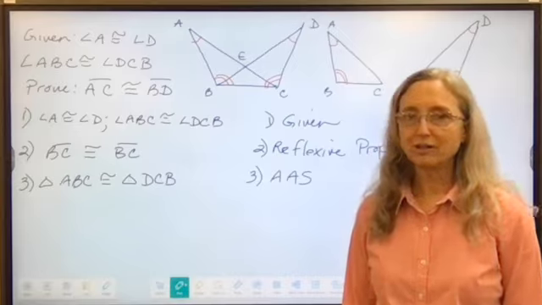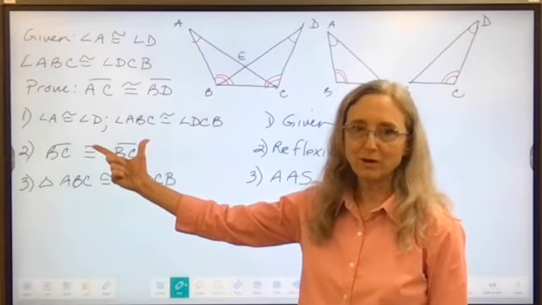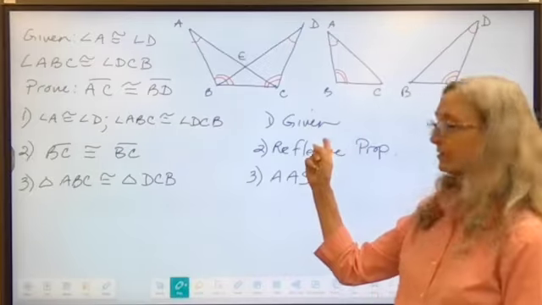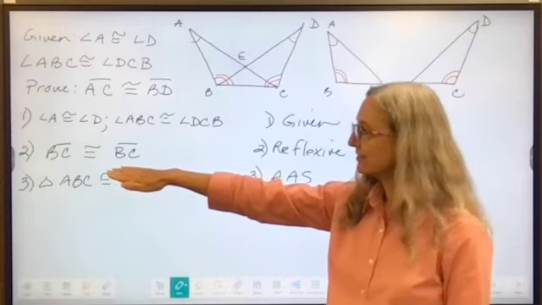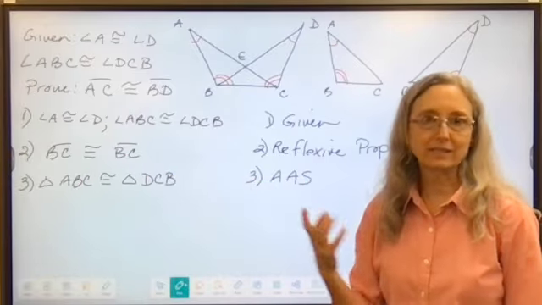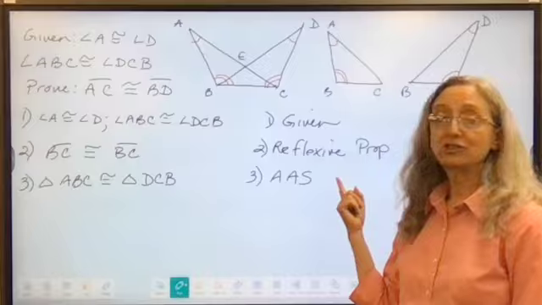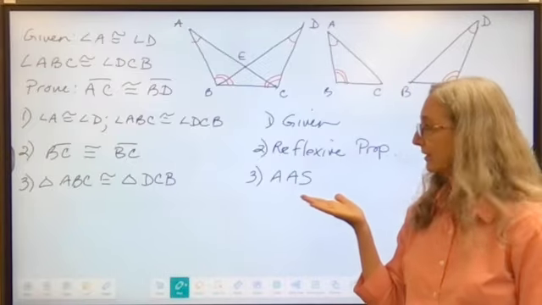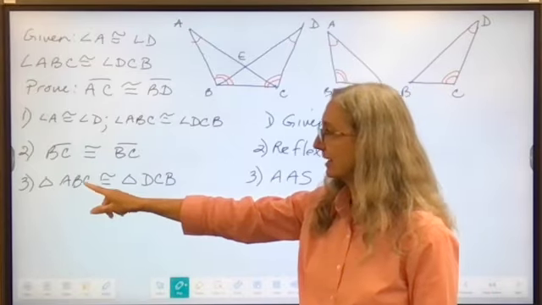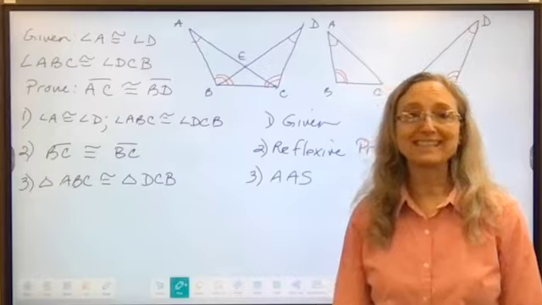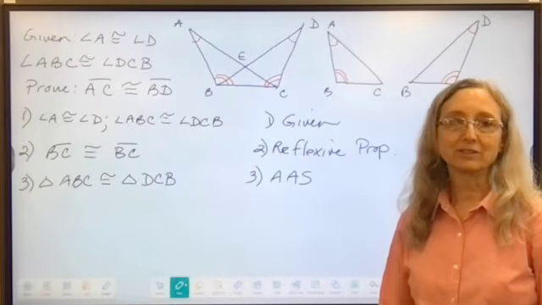Okay, here's my two columns. Remember, you always start by listing your givens. So I listed my two given angles, said they're given. There's the side. BC is congruent to BC. I listed it because I need that side. That's the reflexive property. This is why the reflexive property is so necessary. Now I can say triangle ABC is congruent to triangle DCB, angle side.